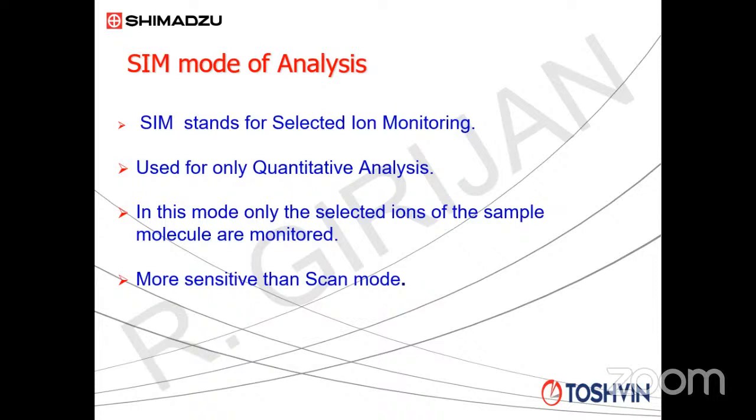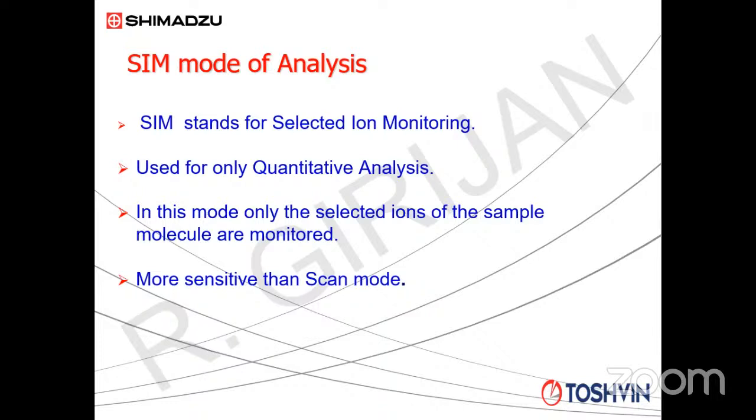So I am selecting, say, 1, 2, 3, 4. I am selecting the ions, and that is why it is known as selected ions. So you have already selected these ions. And then in the software, you have to feed in that these are the ions to be monitored by the detector.